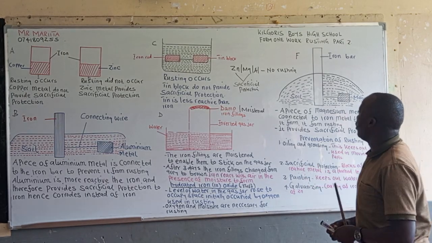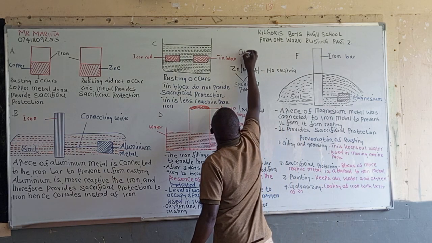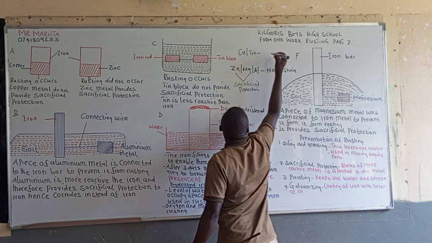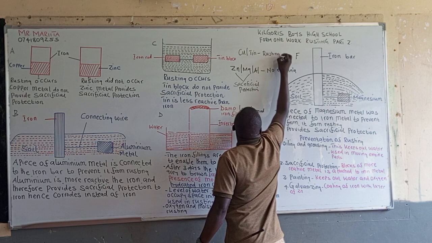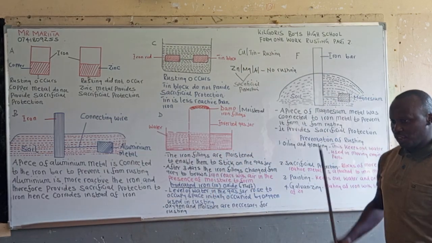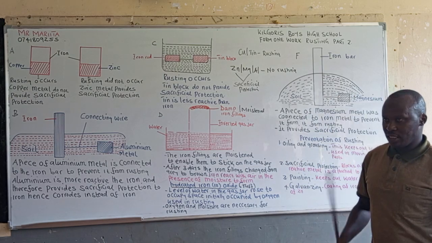You can also conclude that where we have copper, or we can talk of tin, in this case, there will be rusting. Why? Because these two, either copper or tin, do not provide sacrificial protection. Therefore, they do not protect iron from rusting.